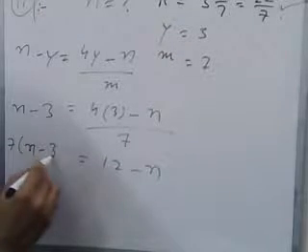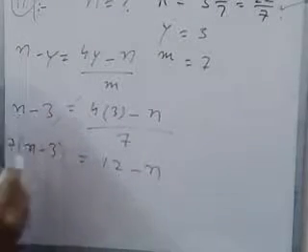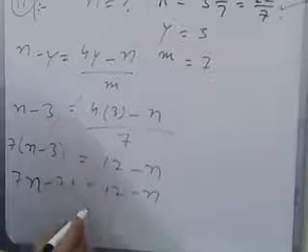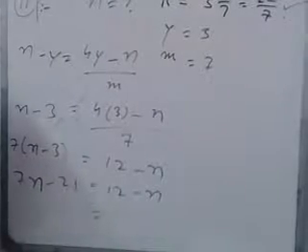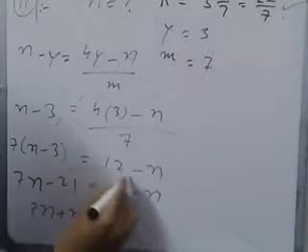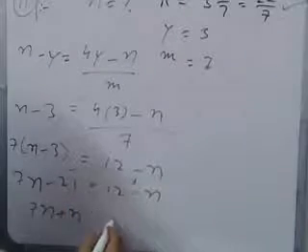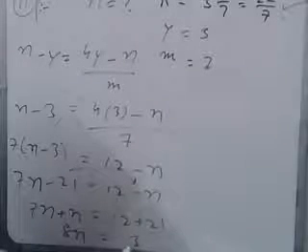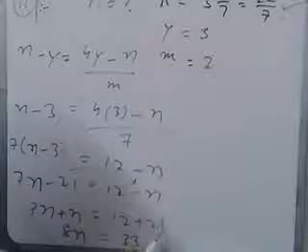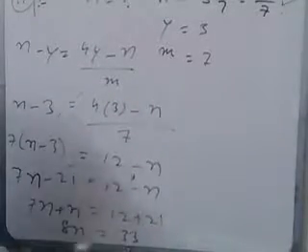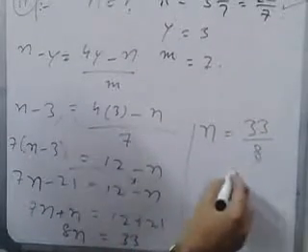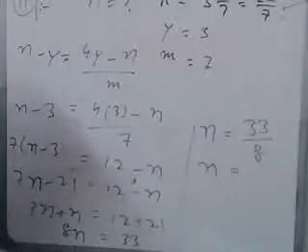Now using cross multiplication, 4 3s are 12 minus n. By using cross multiplication, 7 will be multiplied with this one, so you will get 12 minus n equals 7n minus 21. Again the same methodology: the constant term should be shifted to one side and the variable to the other, so 12 plus 21. So you will get 8n and 33. So the value of n is 33 by 8. If you divide it completely, this will be the answer.